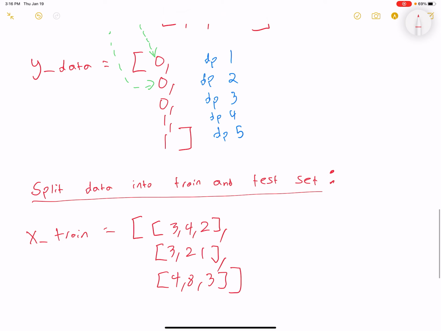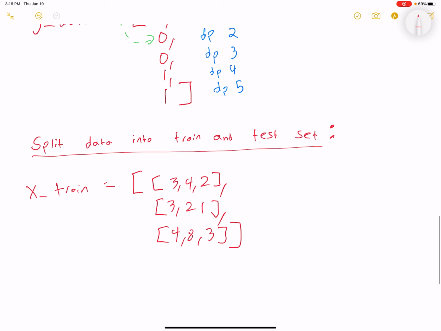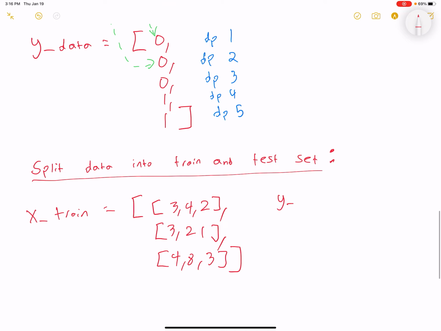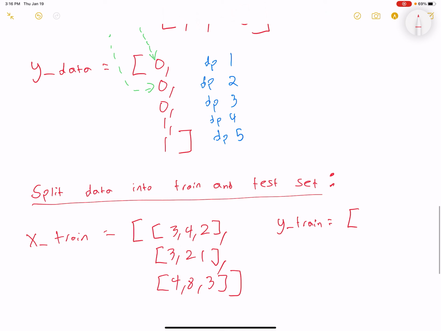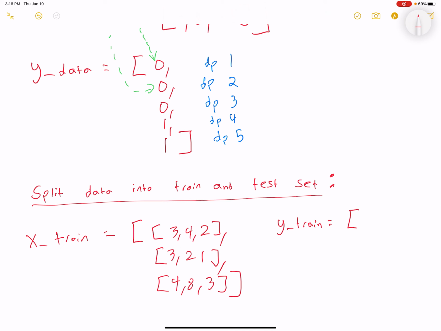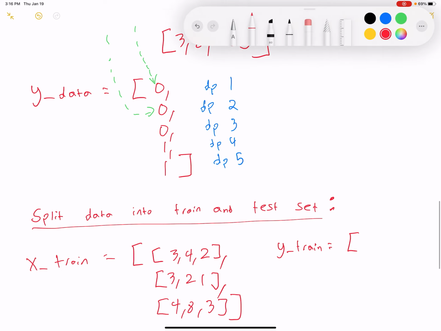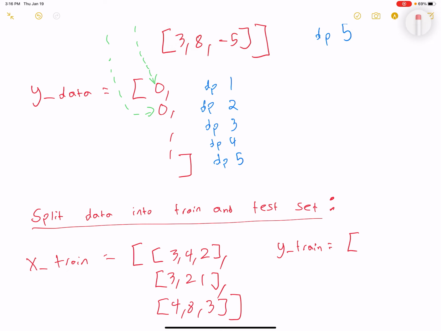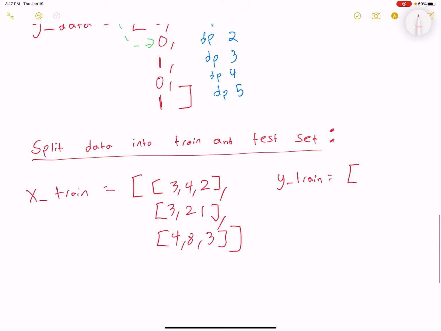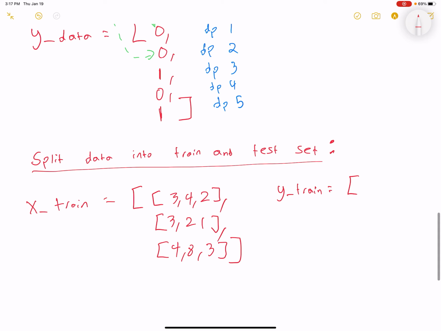With the corresponding labels for the training set being Y train, just for the sake of example, I'm going to switch up the labels to 0, 0, 1, 0, 1, so that we have examples of both classes in the training and test set. That's usually a good thing to have. Okay, so Y train will be 0, 0, 1.